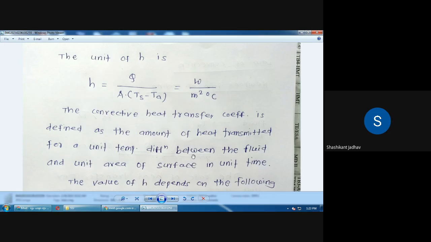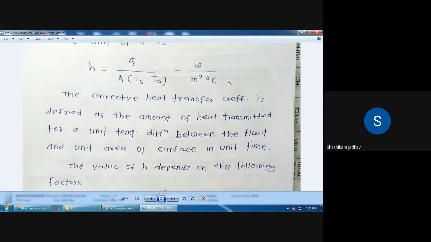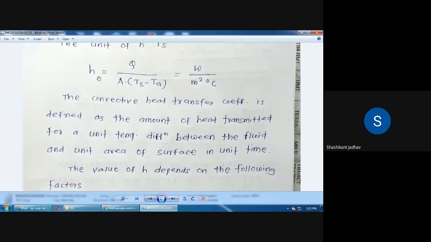What is the unit of rate of heat transfer? That is watt. What is the unit of area? That is meter square. And what is the unit of temperature difference? That is in Kelvin or in degree Celsius. Okay, so from that, what is the convective heat transfer coefficient? So H is equal to Q.